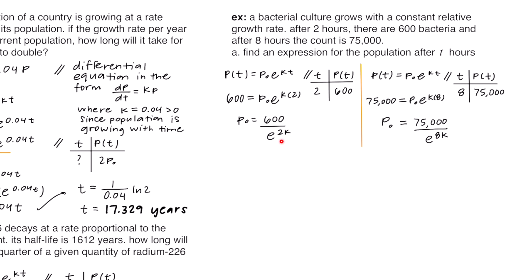So since both of these fractions are equal to p naught, we can then set them equal to each other to then solve for k. So now we have one equation that we can solve for k. So it's a proportion, we're going to go ahead and cross multiply.